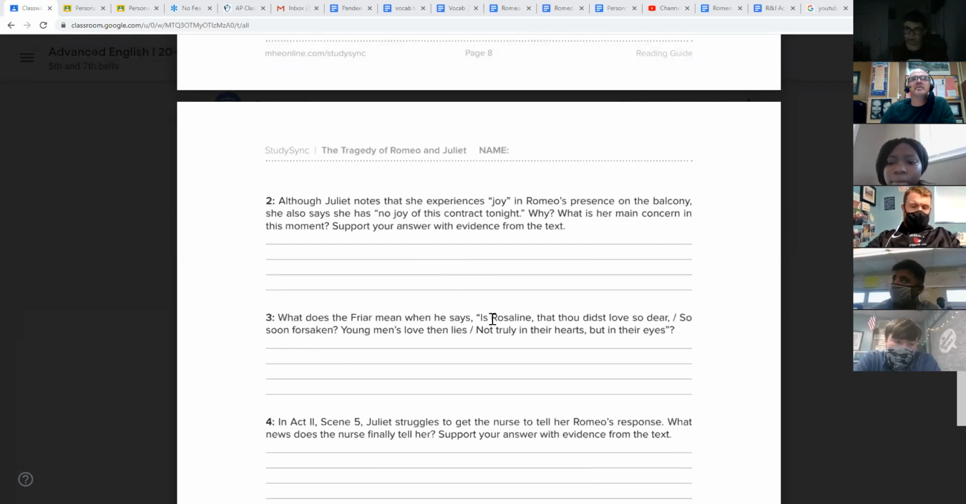Moving forward, number three. What does the friar mean when he says, is Rosaline, remember Rosaline, the one he was so in love with, that thou didst love so dear, so soon forsaken? Young men's love then lies not truly in their hearts, but in their eyes. I'd be very curious, especially to hear Cammie's thoughts on this, the one woman in the room, because this is a generalization of what men are like, apparently, according to the friar, based on Romeo's behavior, right? What's he pointing out that Romeo has done that proves that young men's love lies not truly in their hearts, but in their eyes? What has he done that makes it seem like love is in his eyes rather than his heart?